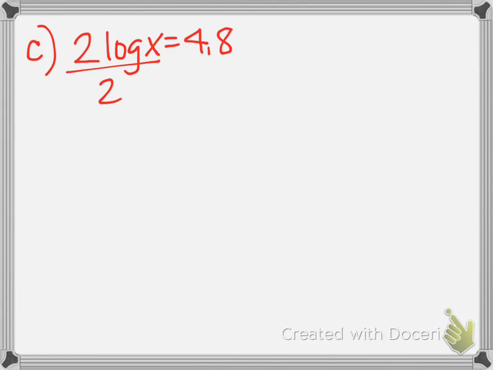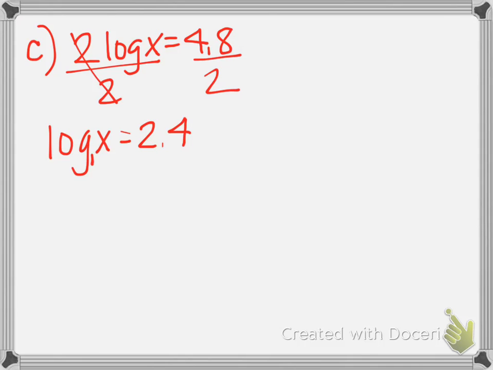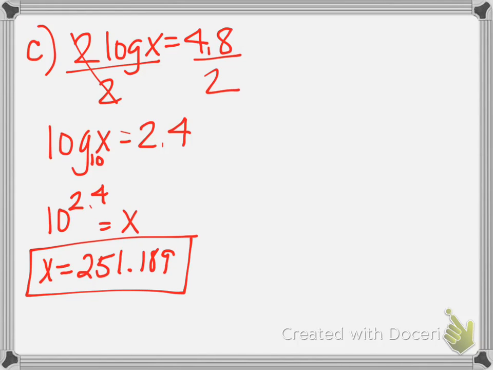Moving on to C, 2 times log of x equals 4.8. Divide out that 2 because it's in front of the log. Log of x equals 4.8 divided by 2, which is 2.4. And now I'm changing from the log form into the exponential form. This log has base 10, so this becomes 10 to the 2.4 power equals x, and 10 to the 2.4 power when calculated is 251.189. Again, going out to 3 decimal places because it says to round to the nearest thousandth.